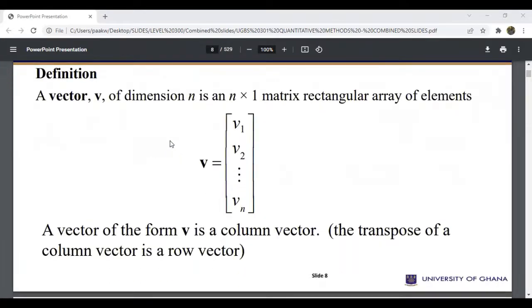So we talk about vector. All right. So, vector. Read it for me.